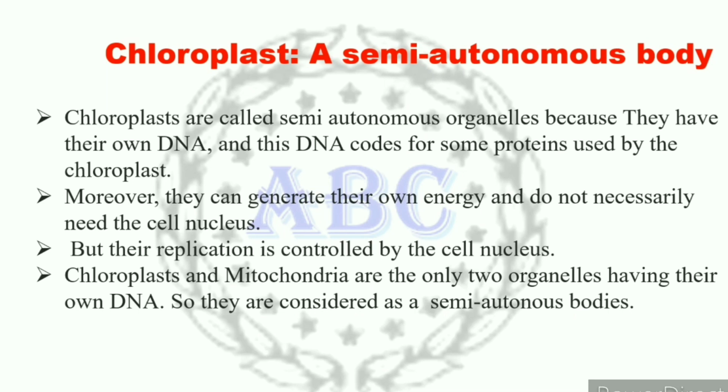And the last important part is the chloroplast as a semi-autonomous body. It is called so because it has its own DNA, and this DNA codes for some proteins used by the chloroplast. Moreover, they can generate their own energy and do not necessarily need the cell nucleus. But their replication is controlled by the cell nucleus. Chloroplasts and mitochondria are the only two organelles having their own DNA, but they are partially dependent on the cell nucleus, so they are considered semi-autonomous bodies.